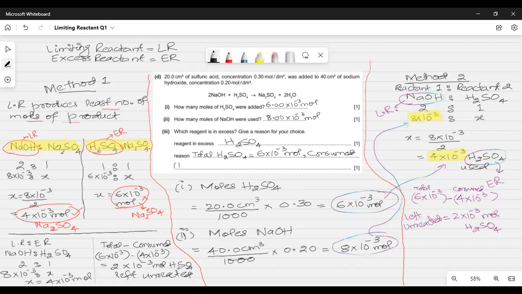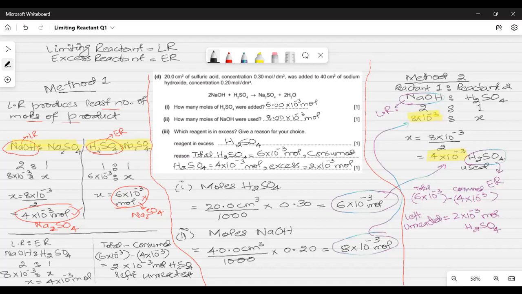Consumed H2SO4 is equal to 4 into 10 raised to power minus 3 moles, and excess would be equal to 2 into 10 raised to power minus 3 moles. So I tend to write my first step as my reason. And that's a great way of letting the examiner know that you understand every single step of the question.